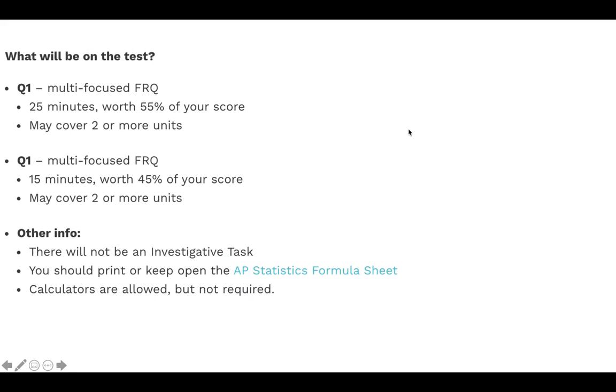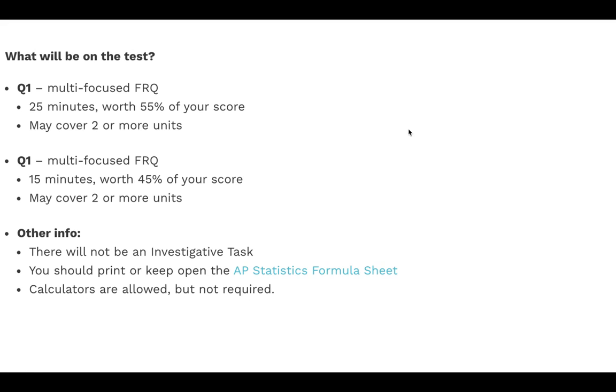So what will the test look like? Normally the test is 45 multiple choice questions and 6 free response, so over 50 questions over 3.5 hours. This year, the test will only have 2 questions on it, and they'll both be free response.